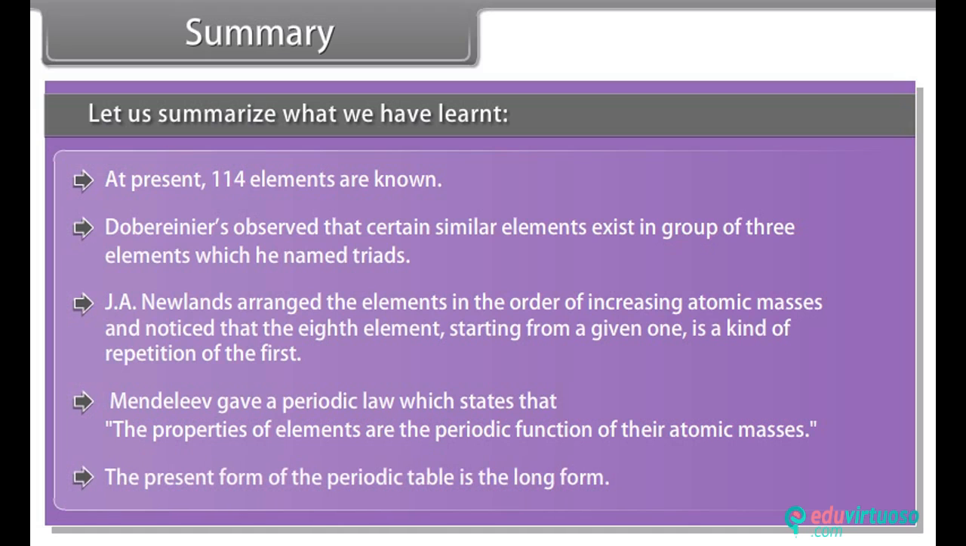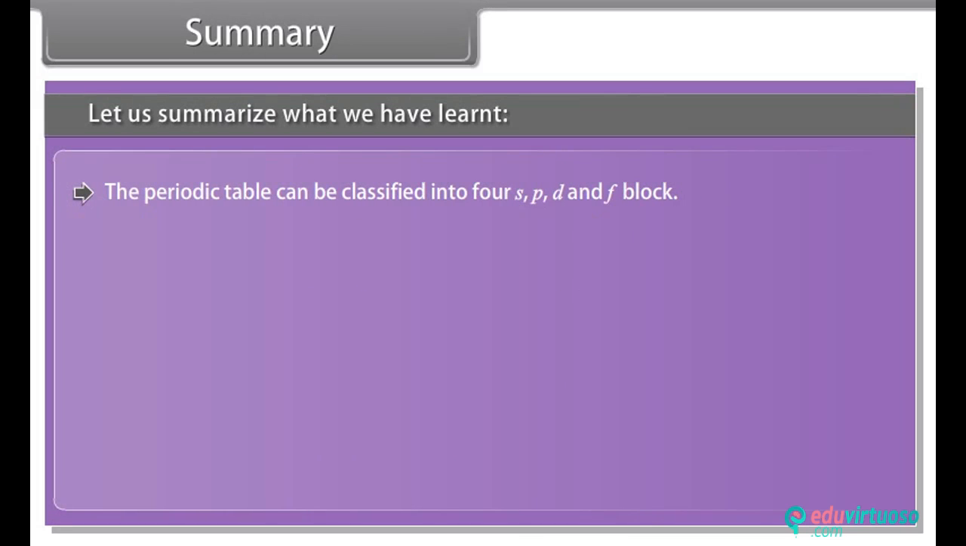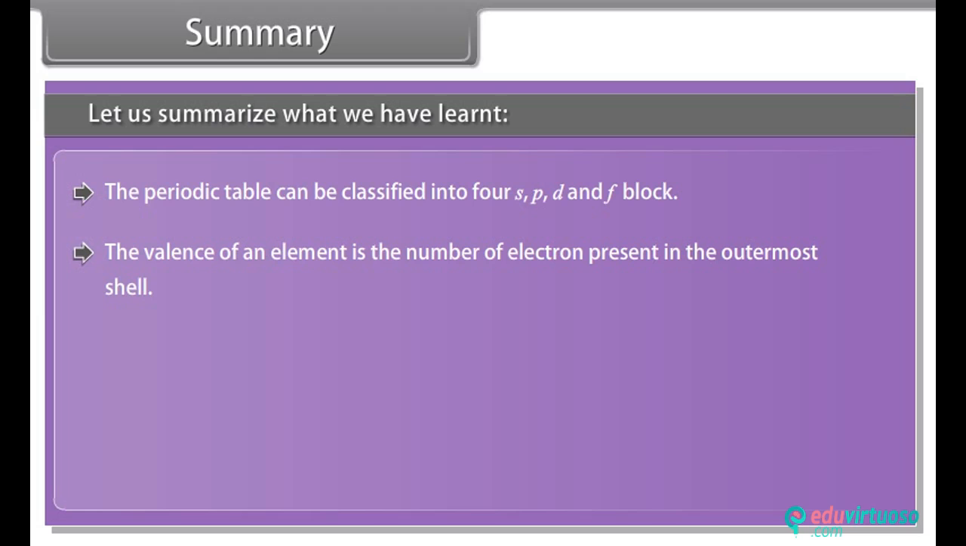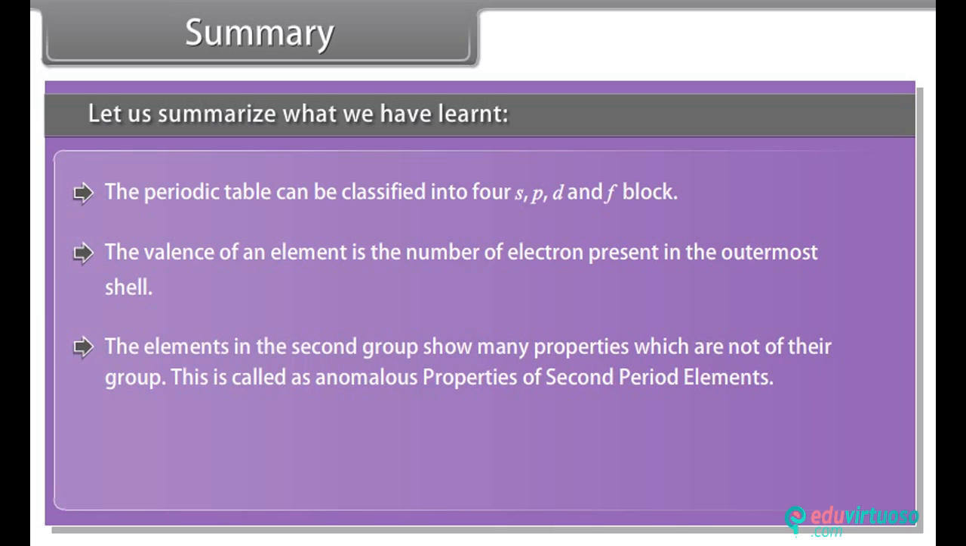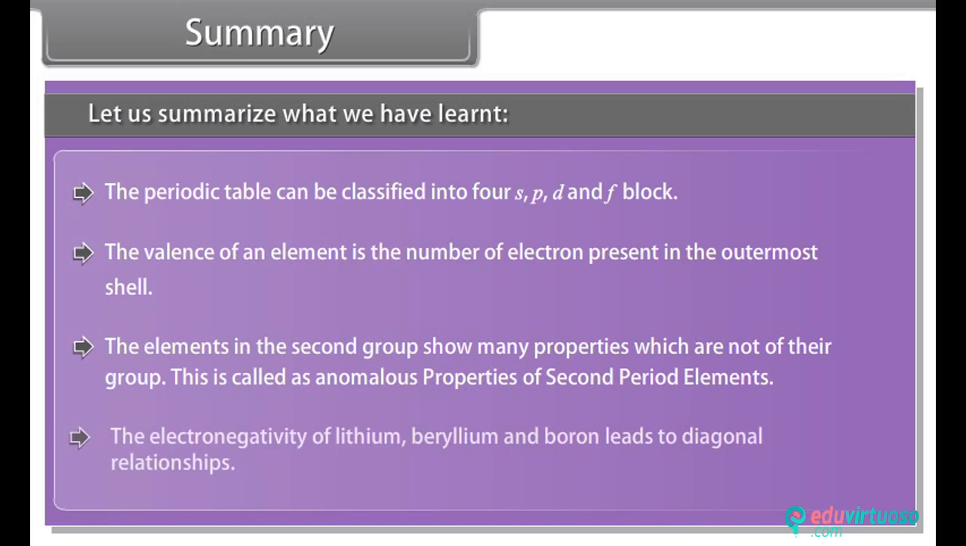The present form of the periodic table is the long form. The periodic table can be classified into 4 blocks, that is S, P, D and F block. The valency of an element is the number of electrons present in the outermost shell. The elements in the second period show many properties which are not like those of their group. This is called as anomalous properties of second period elements. The electronegativity of lithium, beryllium and boron leads to diagonal relationships.